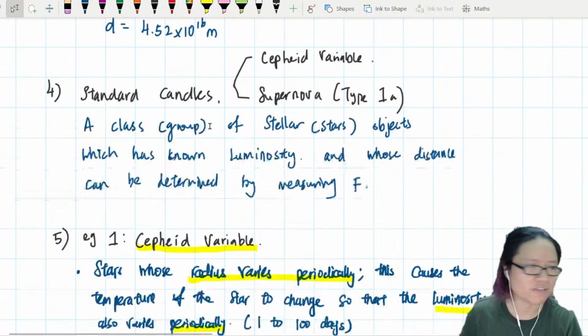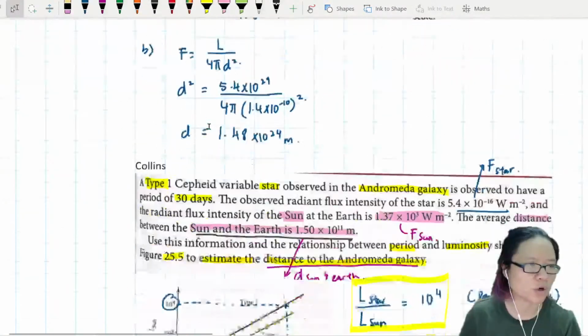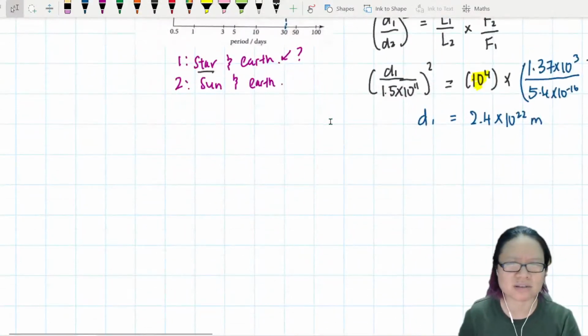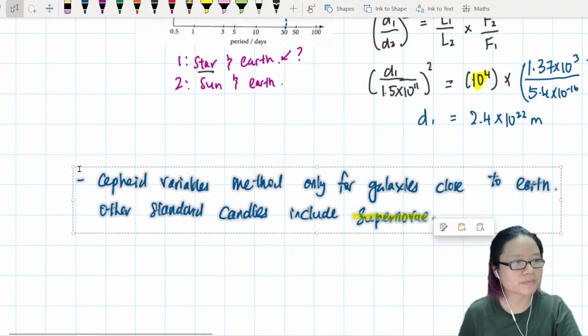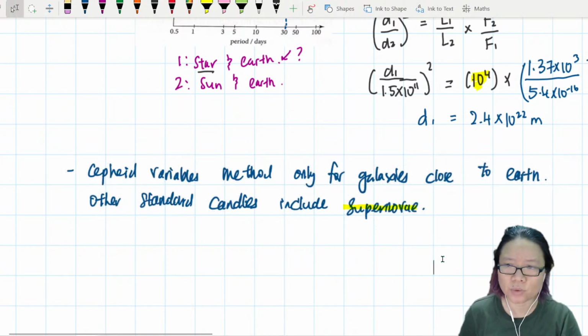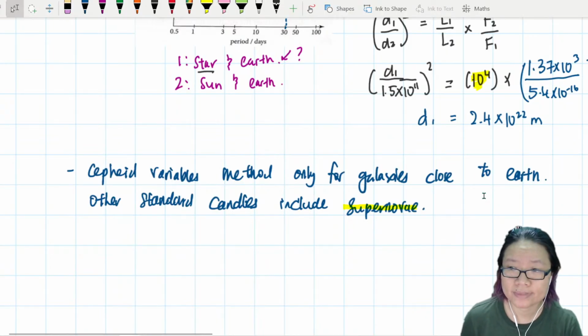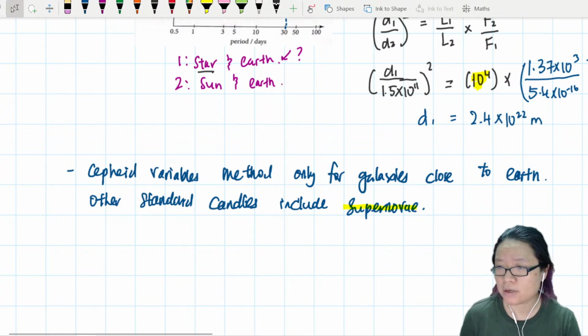If we have time, I will probably record a bit more about this, but I don't really think it's part of the syllabus. The only thing I want to mention about the supernova is that we use it for galaxies that are far away, because your Cepheid variable method, the one that we just did, is only for galaxies that are close to Earth. This is your type 1A supernova's light curve.